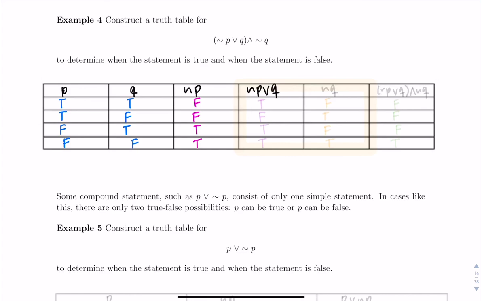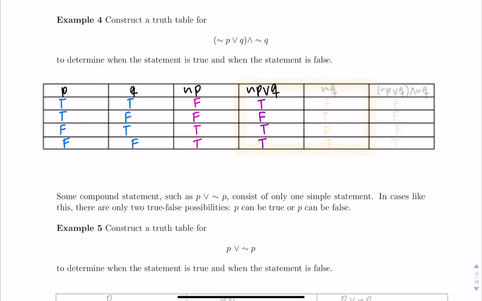So right now we're looking at the second and the third column, and we want to see if we get a true or a false. A true or a false statement will give me a true statement. A false or a false statement gives me a false statement. A true or a true gives me true, and a false or a true gives me a true statement. So we have the truth values for the left-hand side.